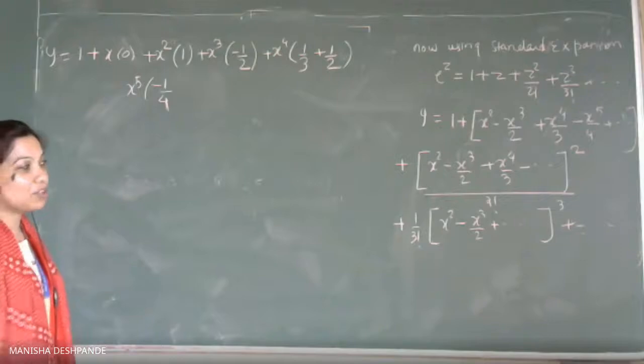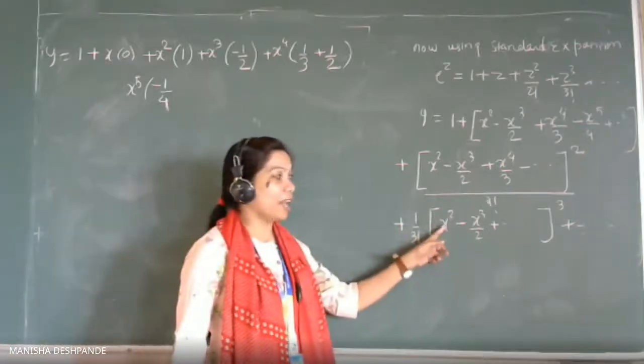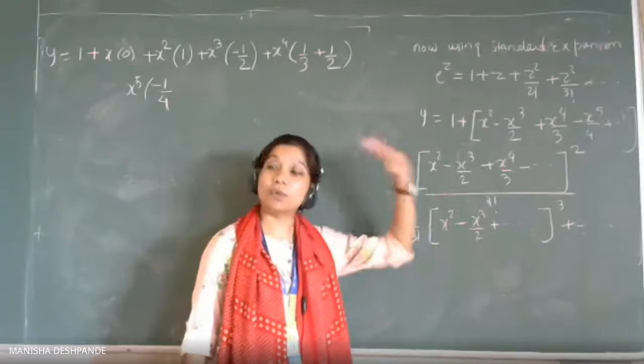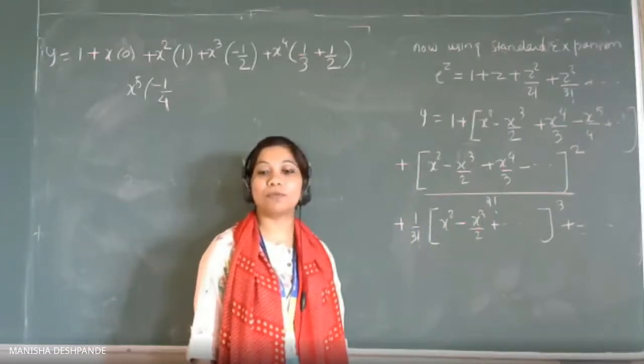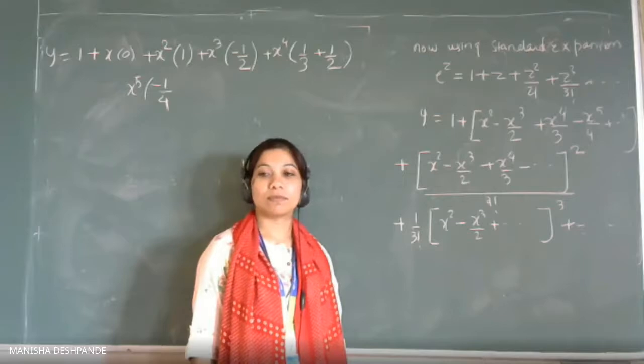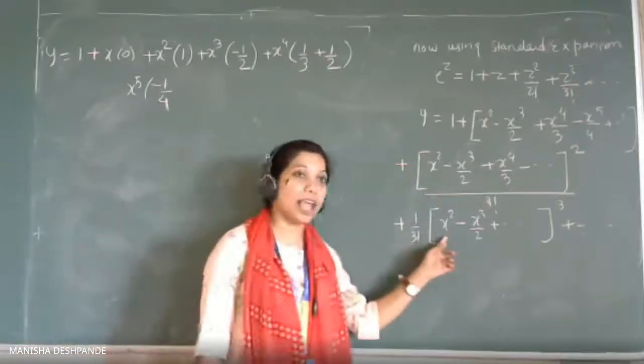Ma'am, you can take x cube by 2, and from that you can take x power 5. How can you take x to the power 5 in a cube term? See here. This is your a minus b and dot dot dot, the whole cube. What is the formula of a minus b the whole cube? A cube minus 3a square b. So in a cube, what is your a? X square. So x square is a cube.